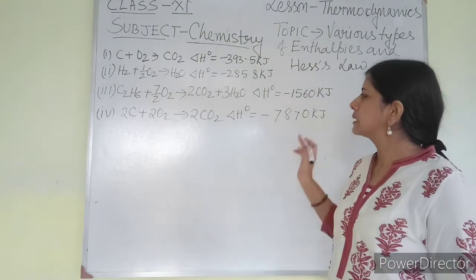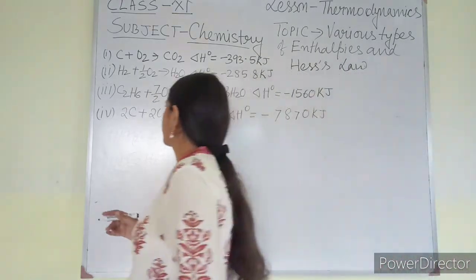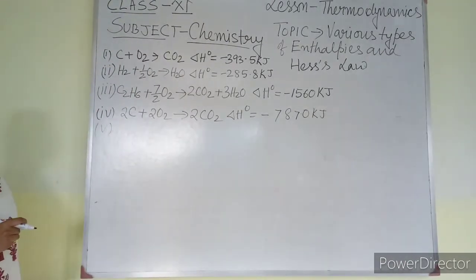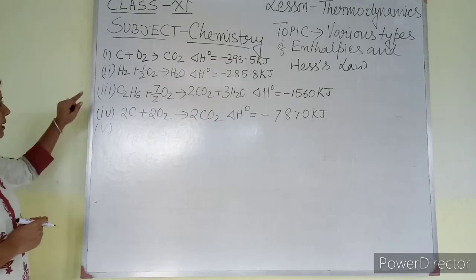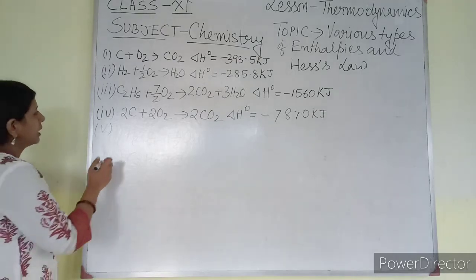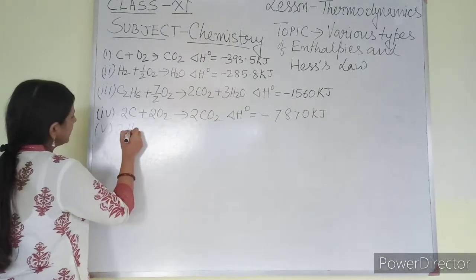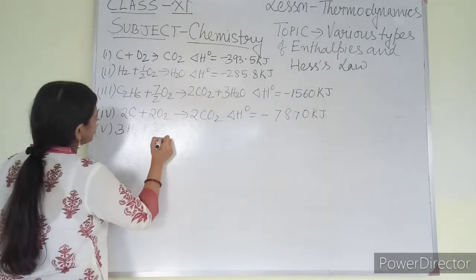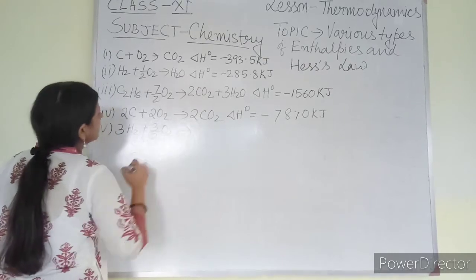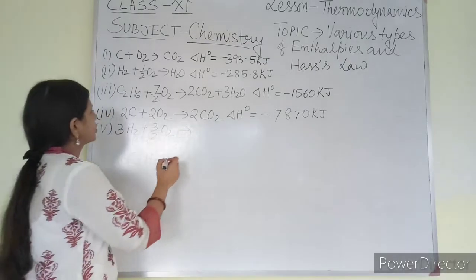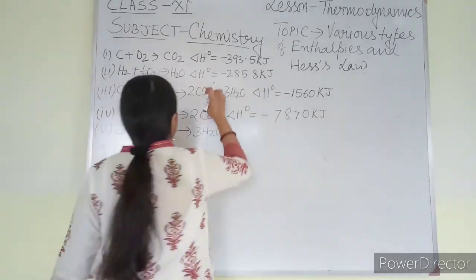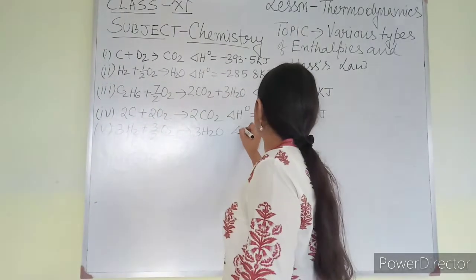Now multiplying 3 with equation 2. By multiplying 3 with equation 2, what am I going to get? I am getting 3H2 plus 3 by 2 O2 that gives me 3H2O. Okay, and delta H formation will also change.